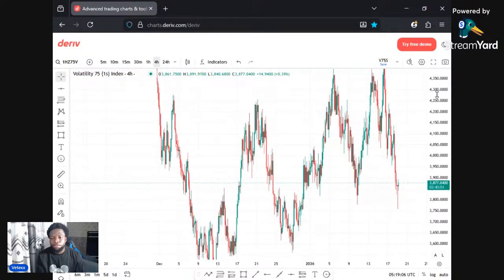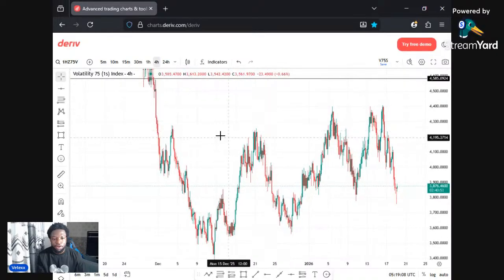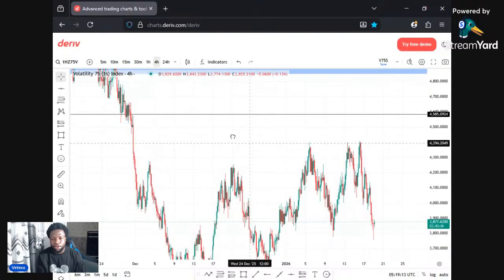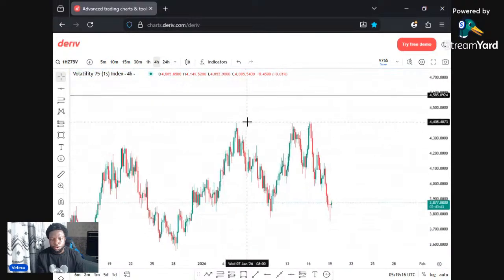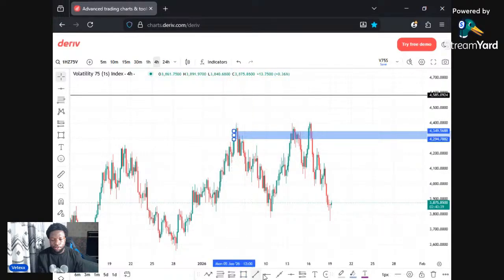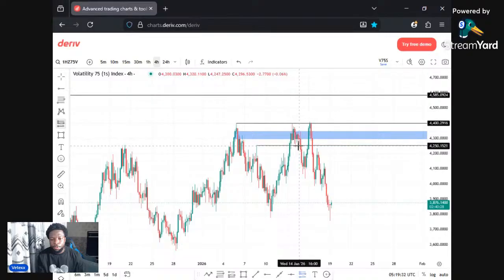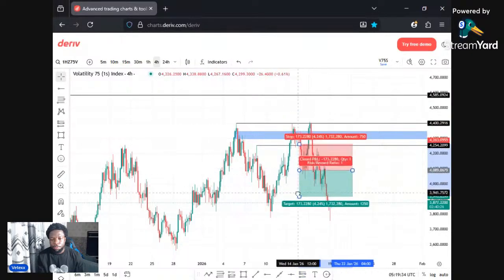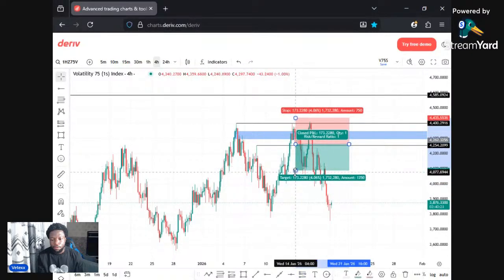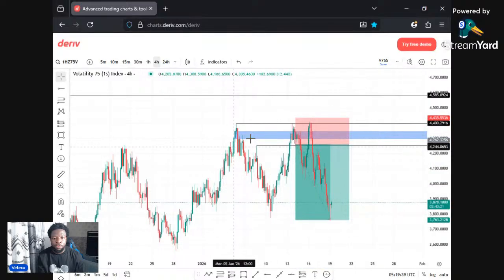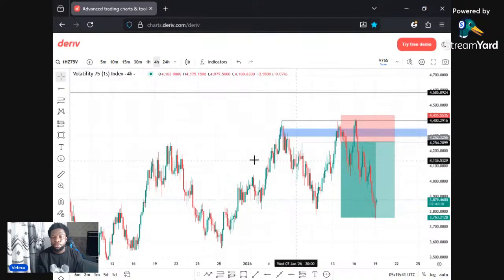On the 4-hour time frame, we can't really see anything. There's no continuation on the 4-hour time frame on V75 1S. We only have a continuation around here that just smashed this target. So we won't be considering that at the moment. We look out for more opportunities on other pairs. It gave us a 4-hour continuation, but it has taken out the target.